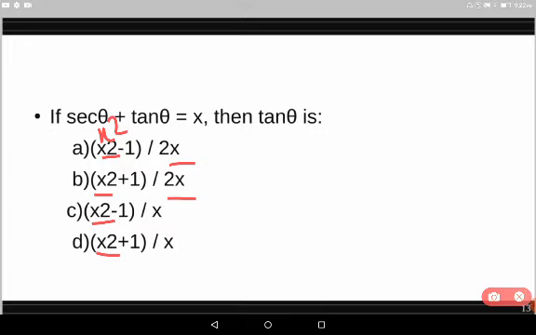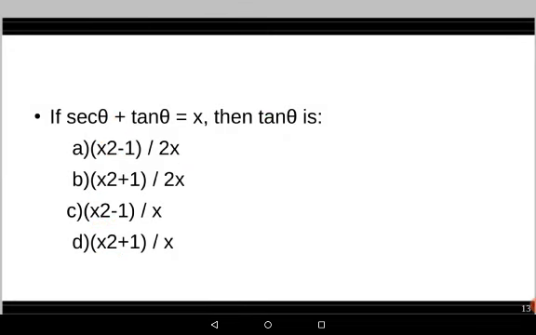Okay, you have the formula on your own, that is what is tan square theta in terms of sec square theta, and what is sec square theta in terms of tan square theta. So just make a quadratic equation on that and just find the value of tan theta in terms of x.